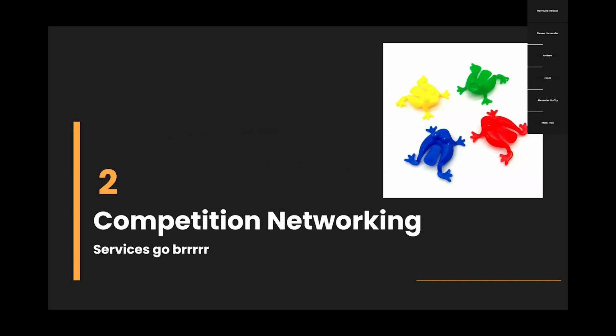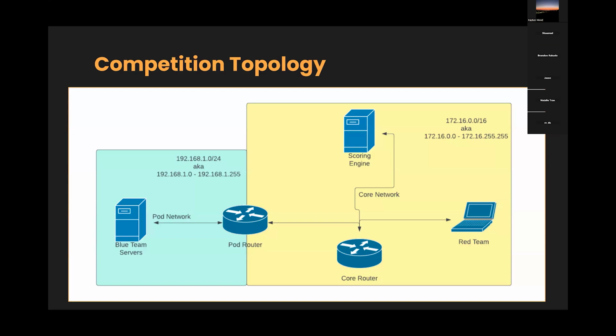And now we're going to go into competition networking. And this just makes the services either work or not work. So first, we have this blue section and the yellow section. The yellow section is mostly out of scope for us, and the blue section is what we have control over.